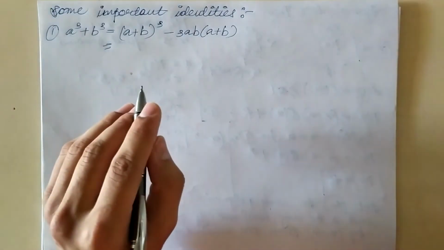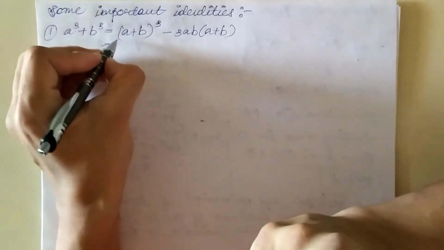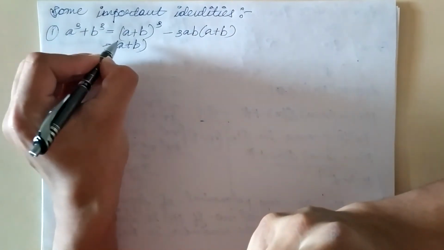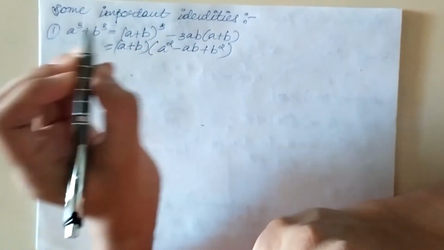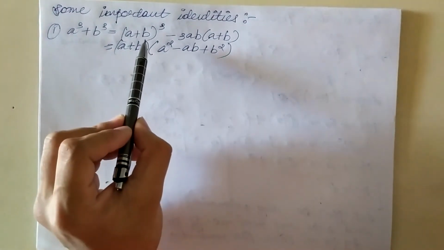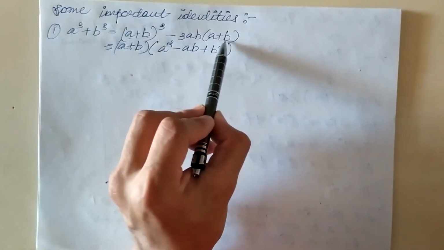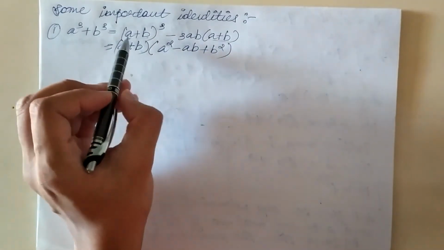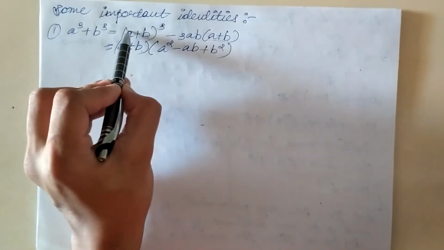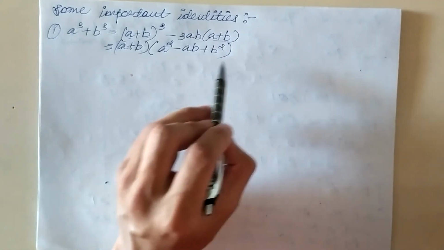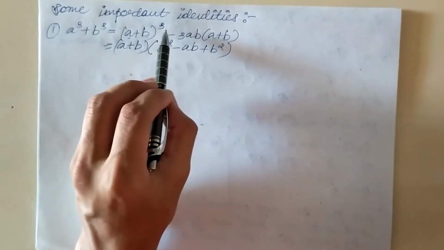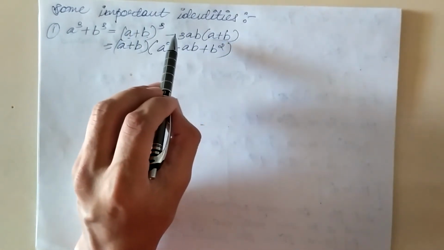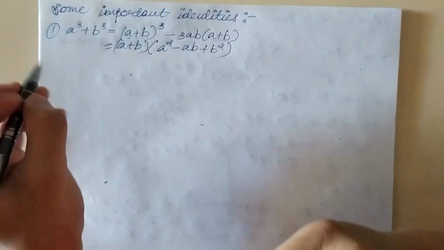And another form of the same identity is (a plus b) into (a square minus ab plus b square). You can check this out by taking common a plus b from the previous result. So on taking a plus b common, you will get (a plus b) whole square minus 3ab, and (a plus b) whole square, as we all know, is a square plus 2ab plus b square. So 2ab minus 3ab will be minus ab. So a square minus ab plus b square.